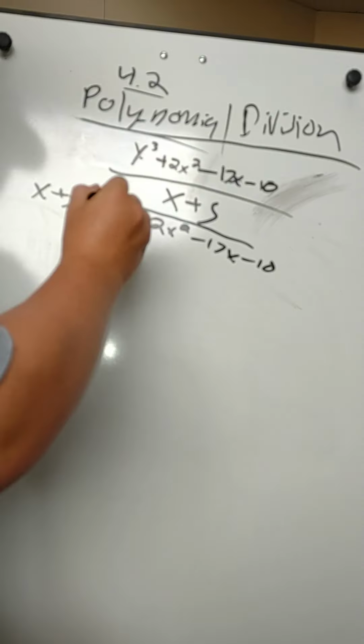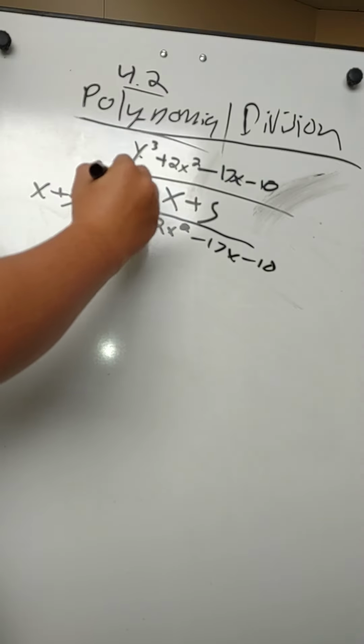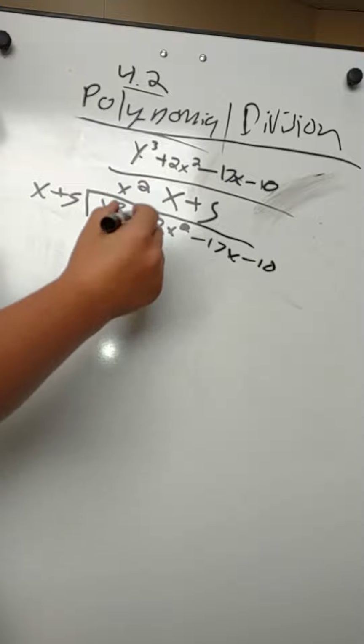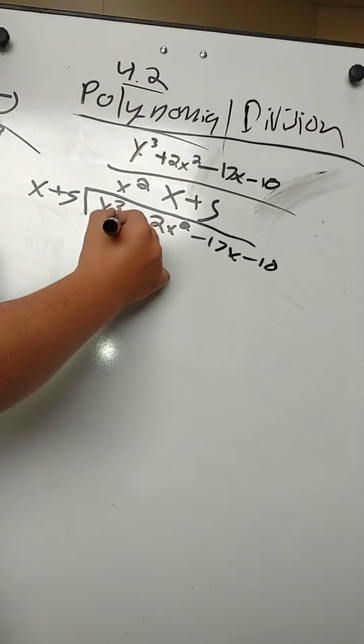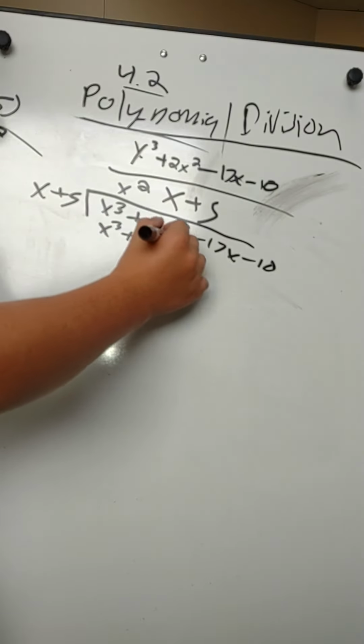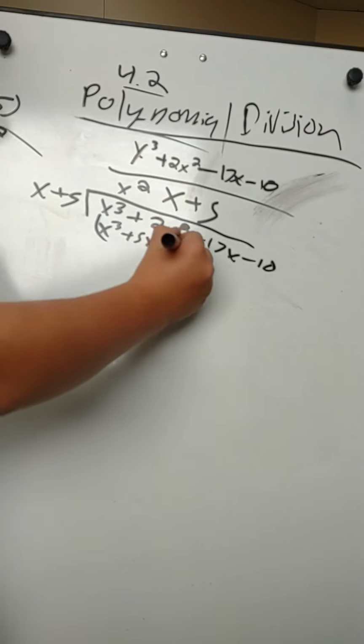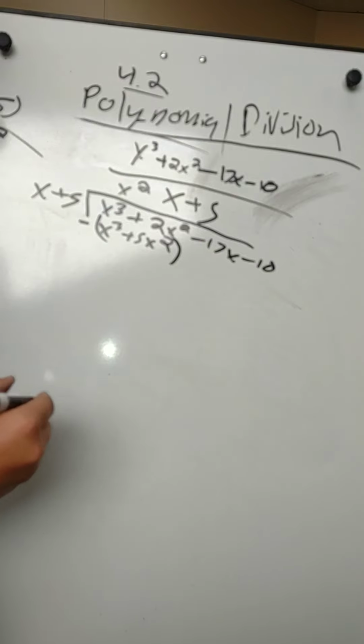So, right now what do we need to get x to x cubed? We only need x squared. So let's bring this up here and multiply it by x squared. And we're going to get x cubed plus 5x squared. So let's bring that back down here. Remember, parentheses and then subtract it.